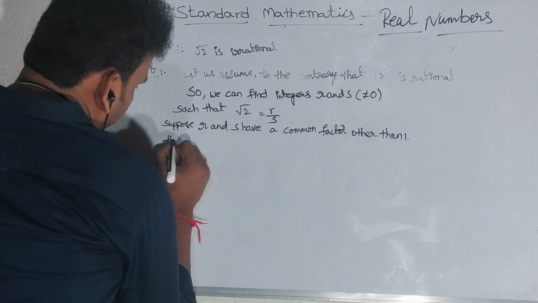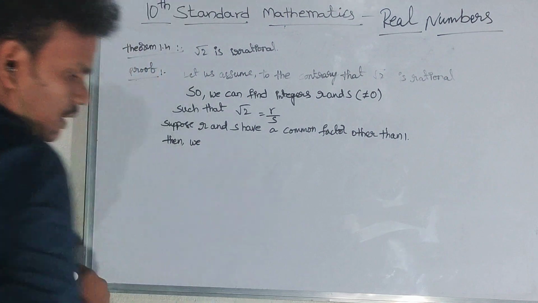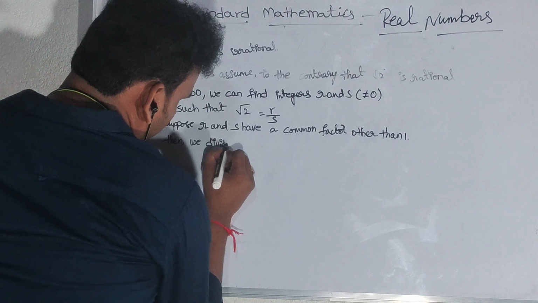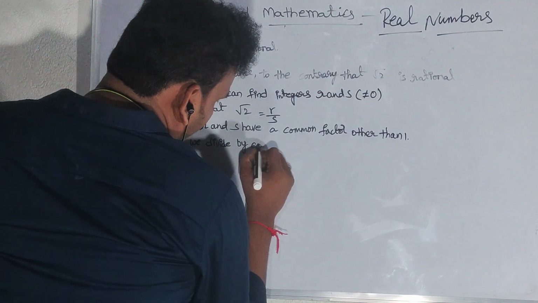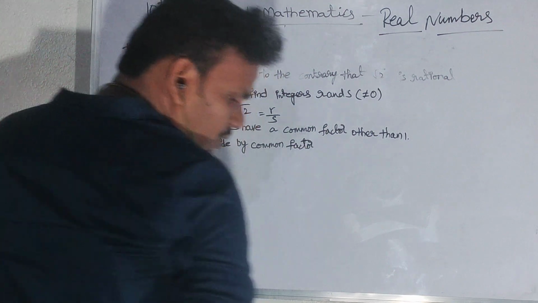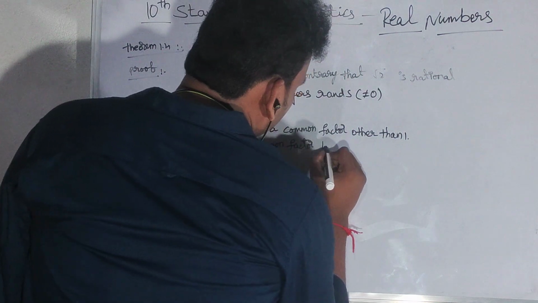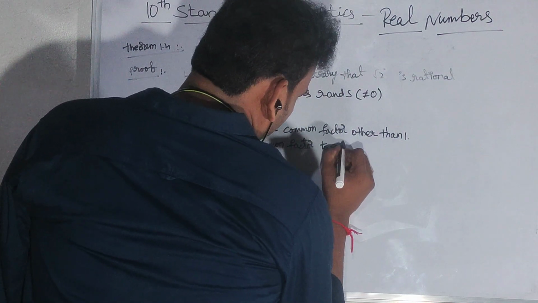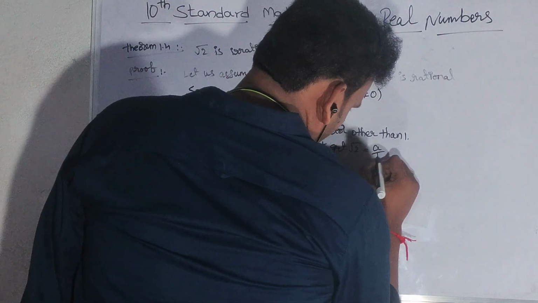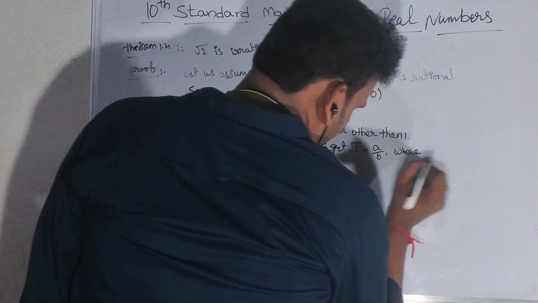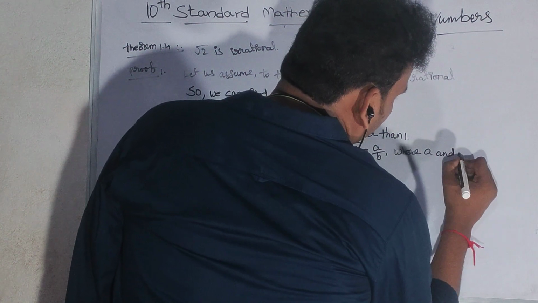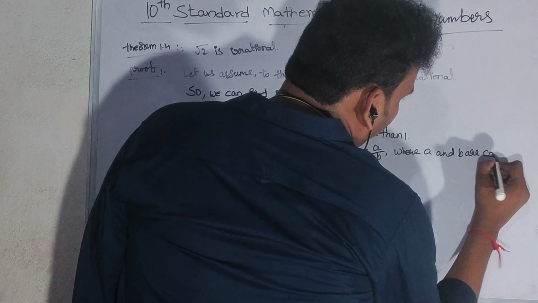Then we divide by the common factor to get square root 2 equal to a by b, where a and b are co-prime.